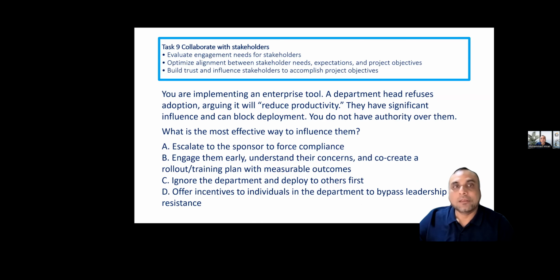Next, you are implementing an enterprise tool. A department head refuses adoption, arguing it will reduce productivity. They have significant influence and can block deployment. You do not have the authority over them. What is the most effective way to influence them? Whom do you have to influence? A department head.